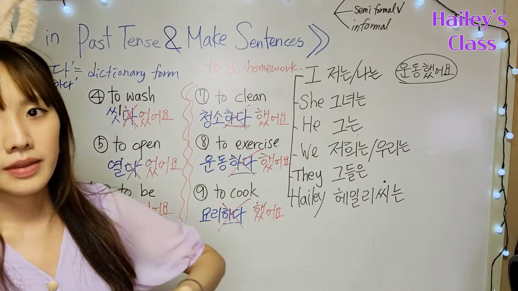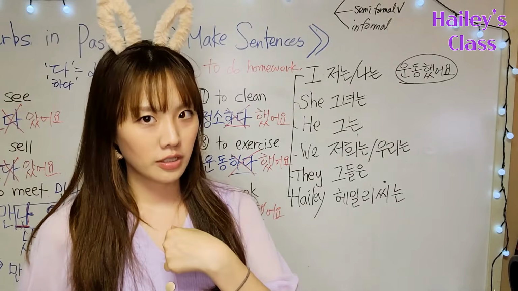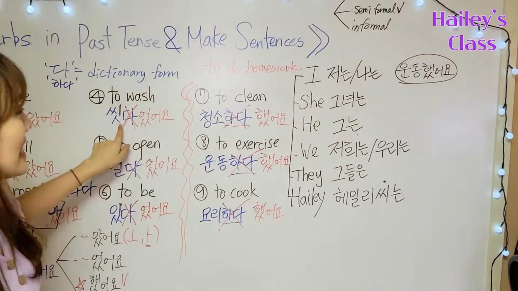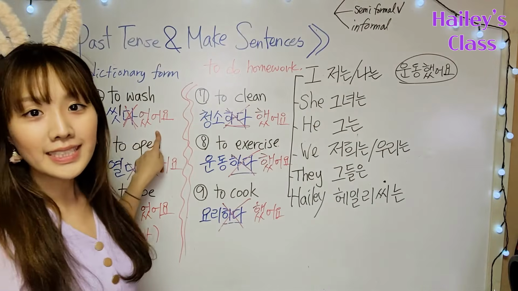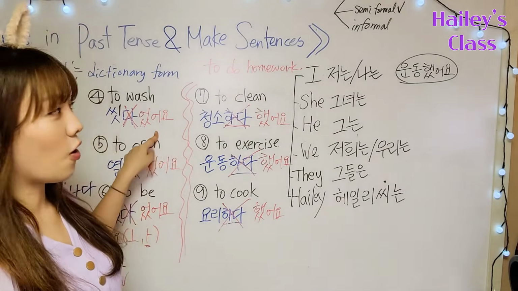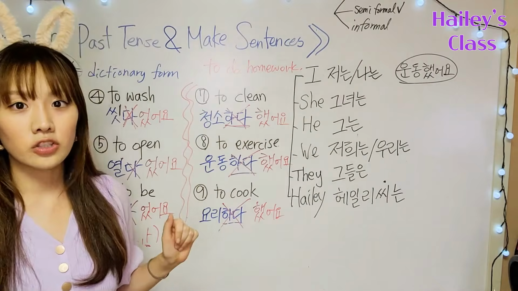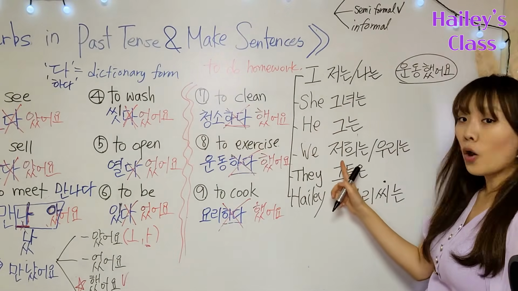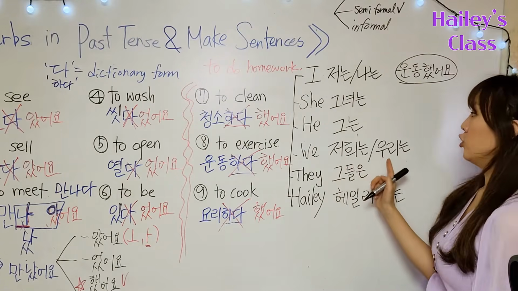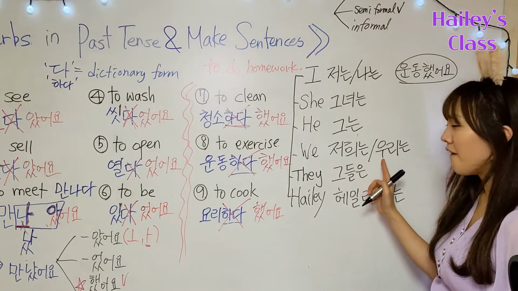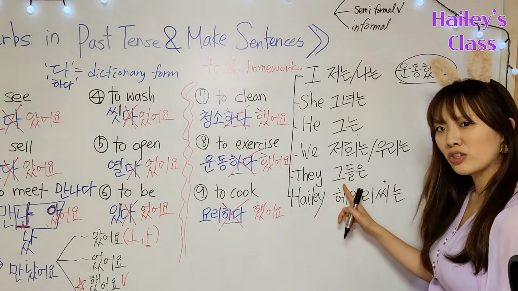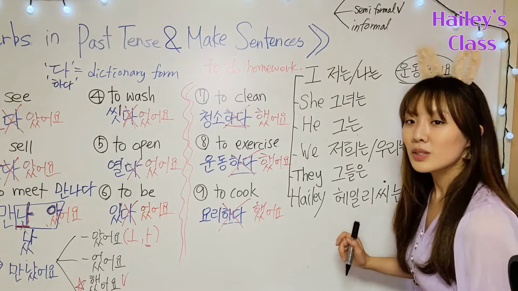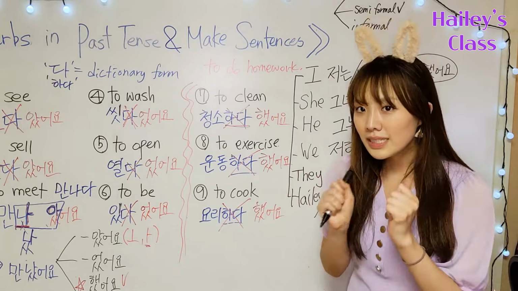For example, I washed. 저는 씻었어요. 그녀는 씻었어요. 그는 씻었어요. 저희는 씻었어요. 우리는 씻었어요. 그들은 씻었어요. 헤일리 씨는 씻었어요. Okay? So this is a very simple sentence.